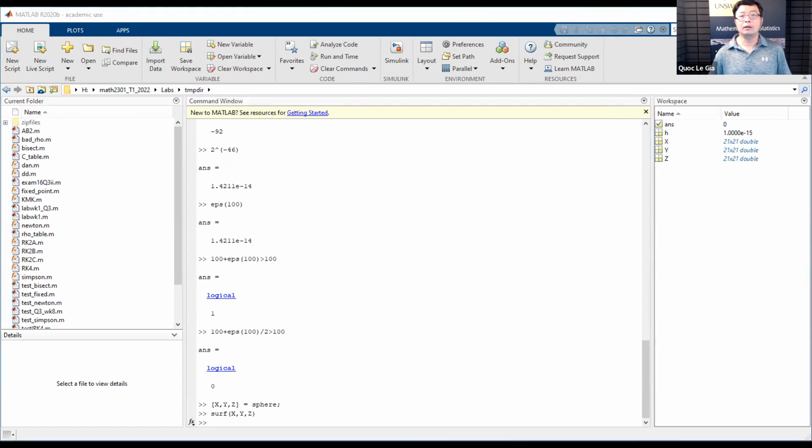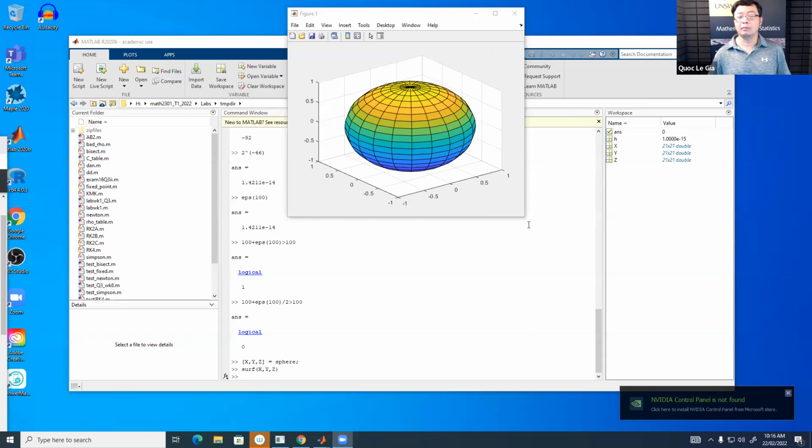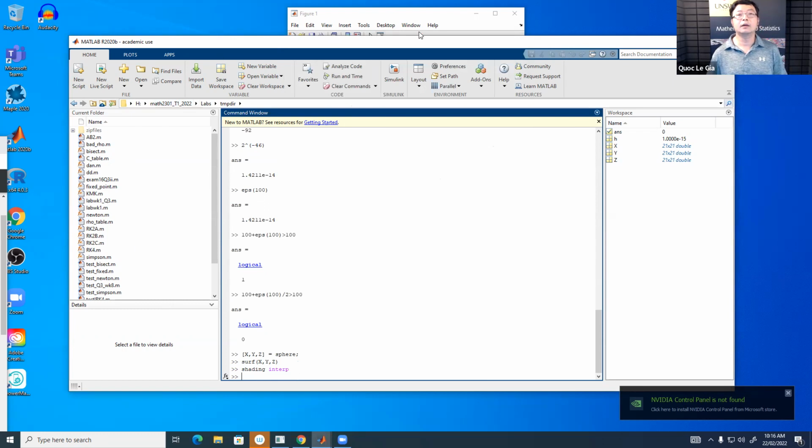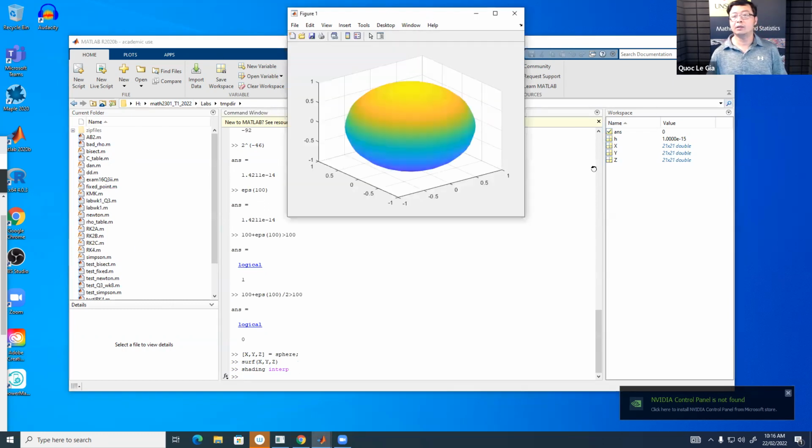Now you cannot see my output. Maybe let me share the whole screen. So as you see, here is my figure, the figure of the sphere. If you want to get rid of the grid, you can say shading interpolate, something like this, and then you get a nicer picture.